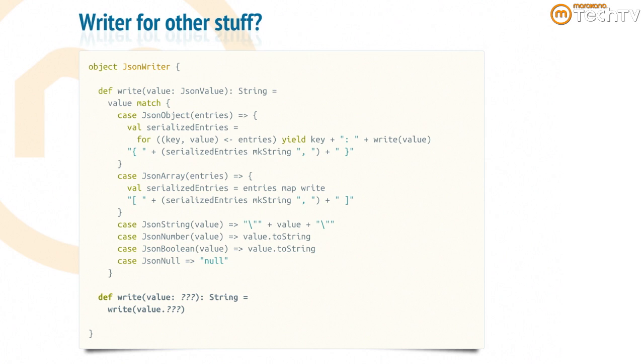So down at the bottom here, I've got this auxiliary write method that's going to take a value of some arbitrary type that I haven't really defined yet and return a string. And the way that it's going to do that is by doing some sort of a conversion to JSON values and then just chain back up to our default write method.